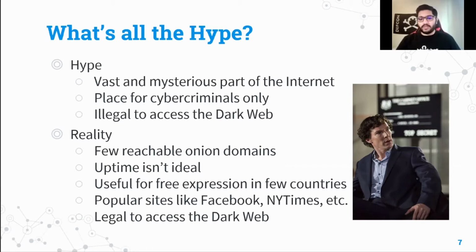Yes, cyber criminals and different actors are there on the dark web, but it is also a place for good people like activists or journalists who want to just go on the dark web and talk about whatever they want without getting judged or pried on. That's why there are sites like Facebook, NY Times, and others that have their dark web onion counterparts on Tor. The third thing is people think it's illegal to access the dark web.